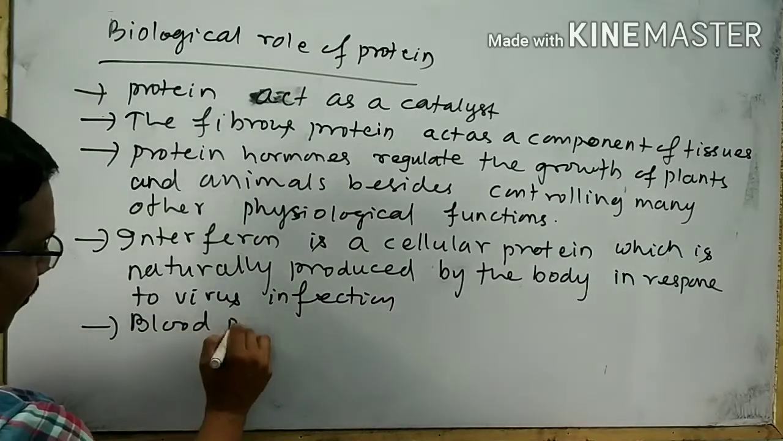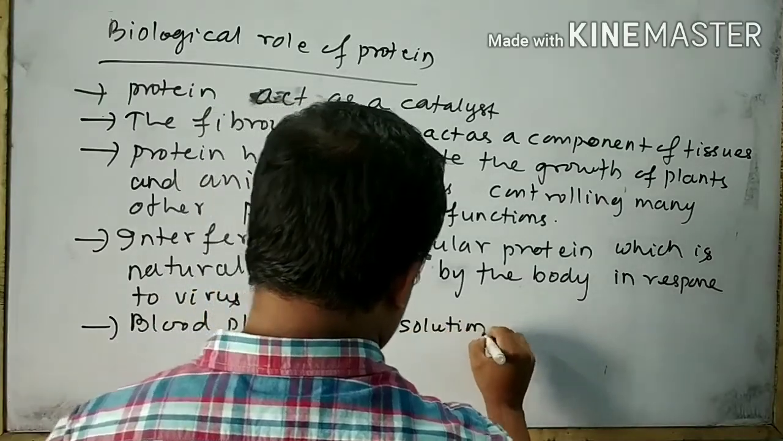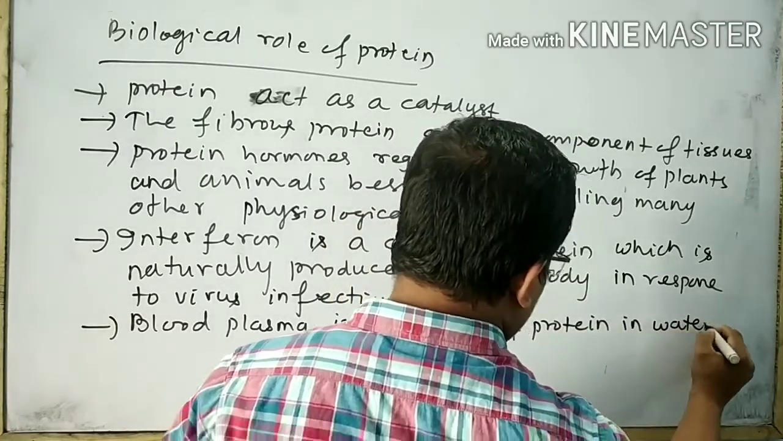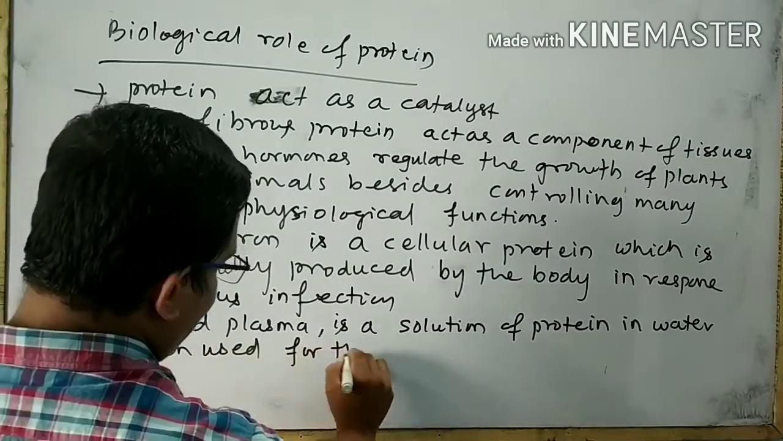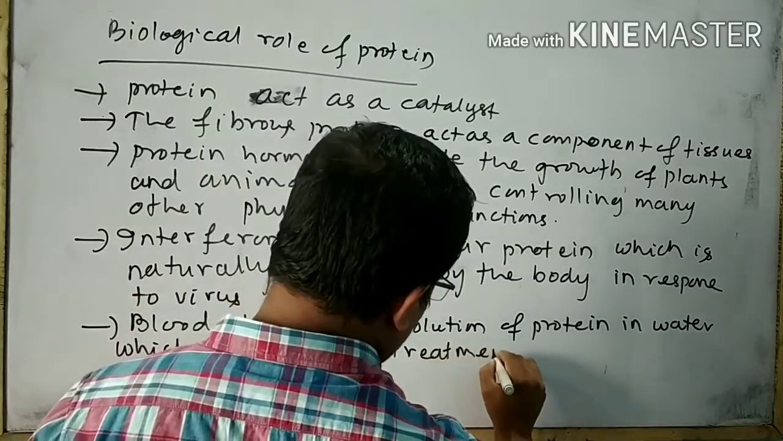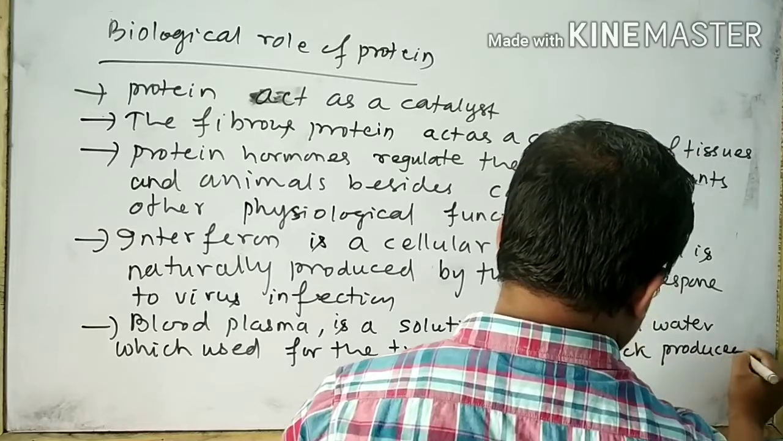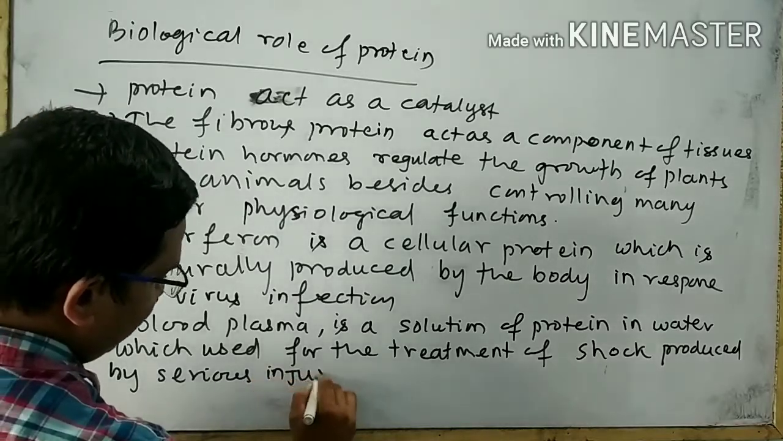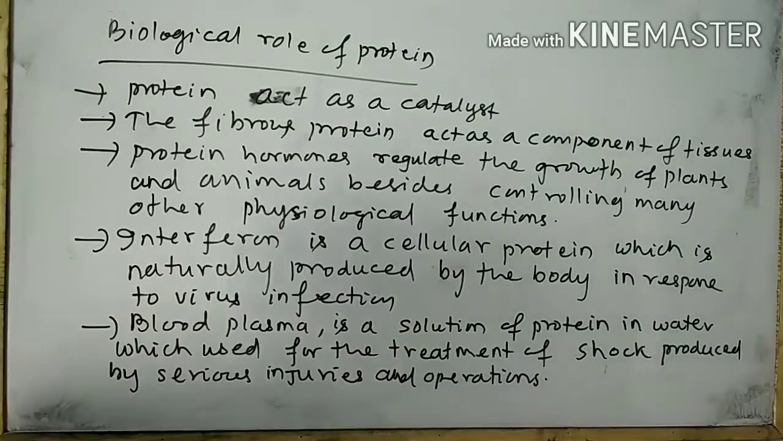Blood plasma is a solution of protein in water which is used for the treatment of shock produced by serious injuries and operation. These are the biological roles of protein.